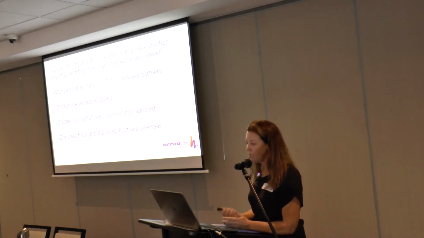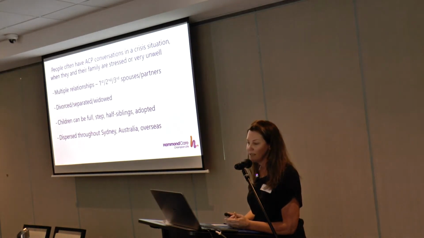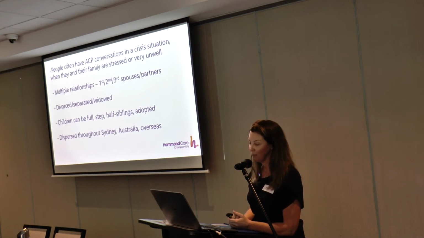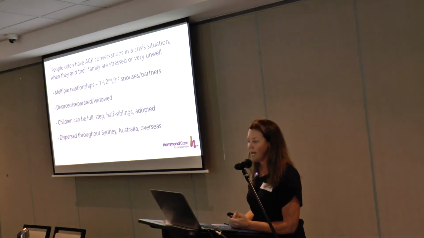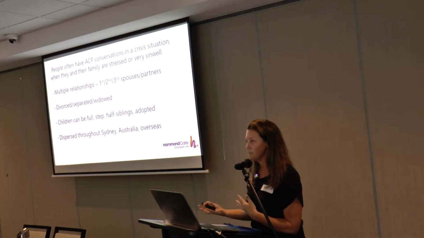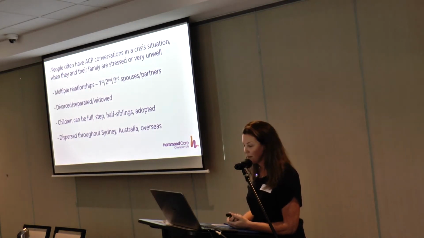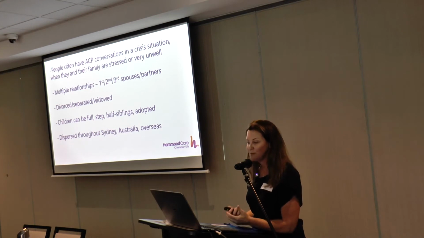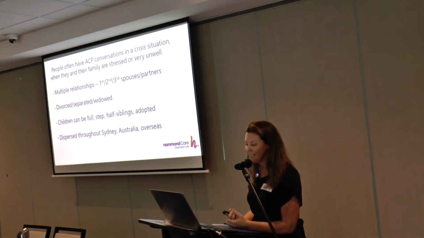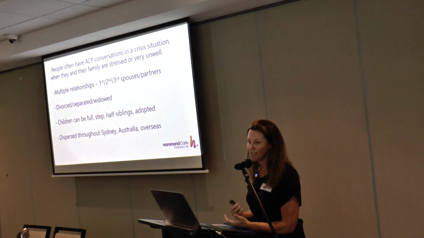Okay. Also, what's very common is multiple relationships. Sometimes people have been married, 1, 2 or 3 times, and there can be all sorts of different spouses and partners that come into play when someone's unwell. People can be divorced, separated, widowed, children can be full, step, half-siblings, adopted, and usually people are dispersed throughout Sydney, Australia and overseas.